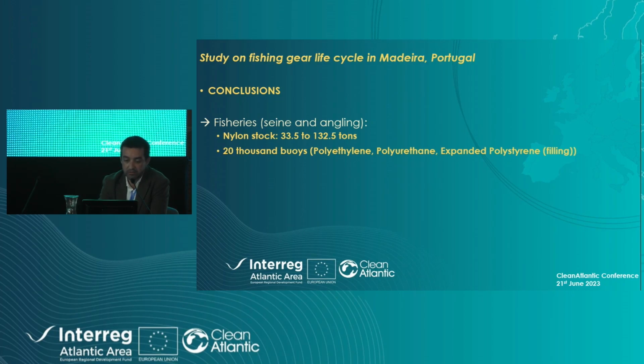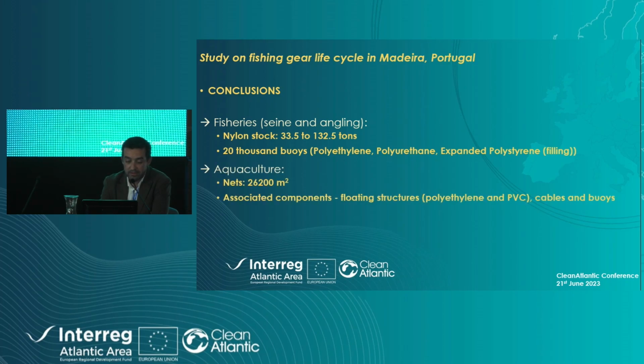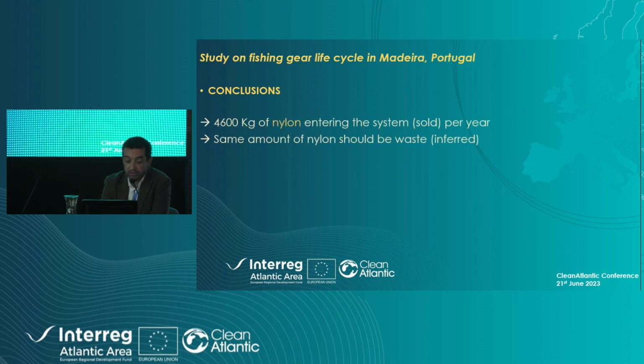The nylon stock in Madeira should be 33 to 132. You know, it's not really very accurate. And there should be, only in Madeira, 20,000 buoys. On aquaculture, more than 26,000 square meters of nets and all the associated components. And what we know is that for nylon, well, they all buy in the same store. So we know for sure what they are buying every year. So it's 4,600 kilograms of nylon. So we inferred that they should be losing that same amount.